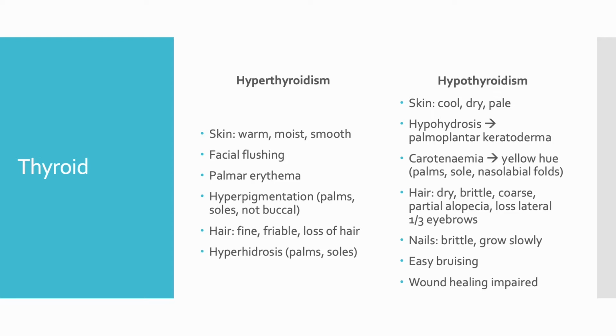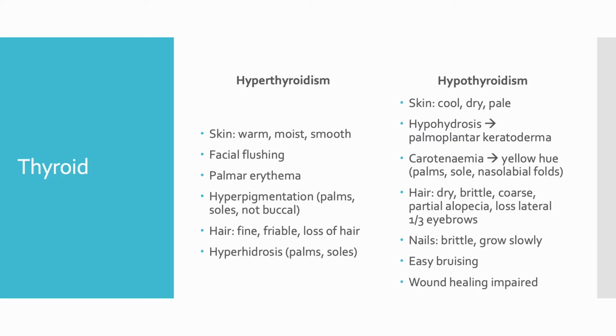In contrast, in hypothyroidism or myxedema, the skin is cool, pale and dry, and maybe very slightly scaly. There may be hypohidrosis. Occasionally there is thickening of the palms and soles in hypothyroidism. This is called a palmoplantar keratoderma. Due to elevated levels of beta-carotene that can occur in hypothyroidism, carotenemia may develop, which produces an orange-yellow hue, particularly on the palms and soles.